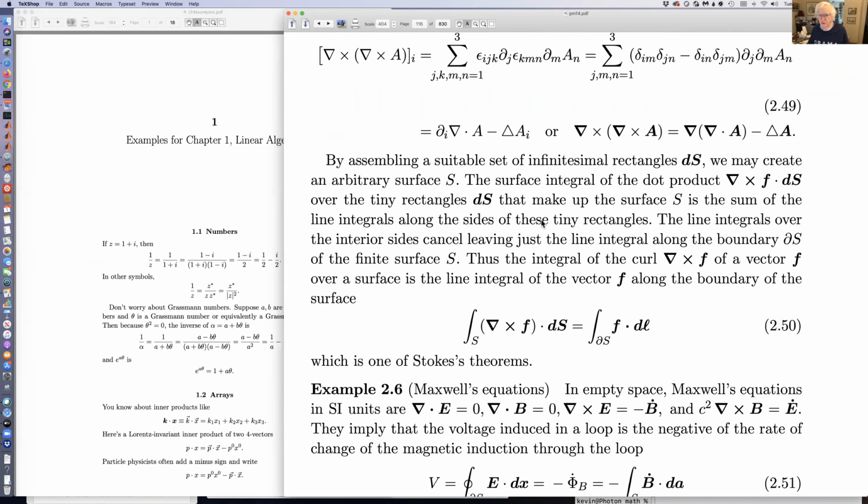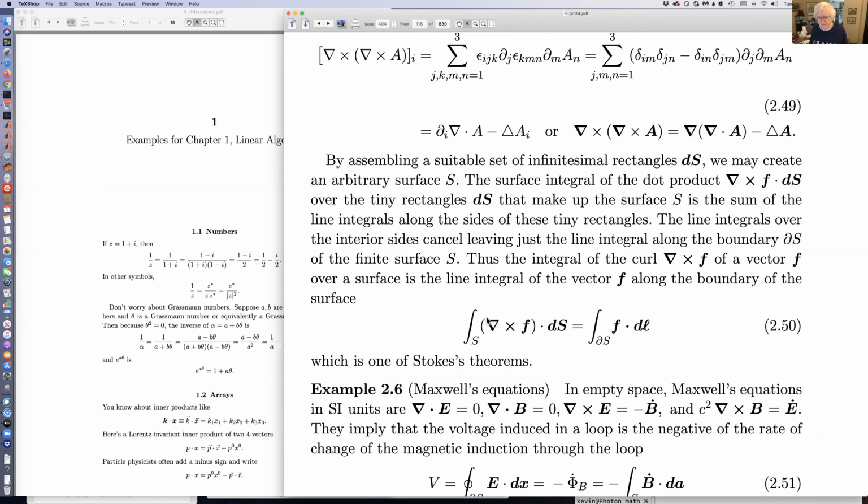If you now assemble a suitable set of infinitesimal rectangles, you can create an arbitrary surface, and that surface will have a boundary.